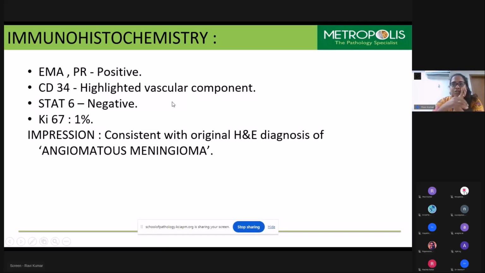Usually in WHO grade 1 tumors, the Ki67 will be 2% or less than 2%. So here in our case, the Ki67 was 1%. Impression was given as consistent with the original HPE diagnosis of angiomatous meningioma.